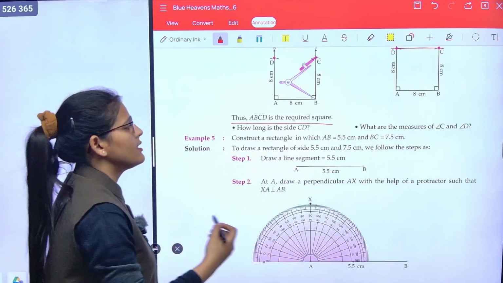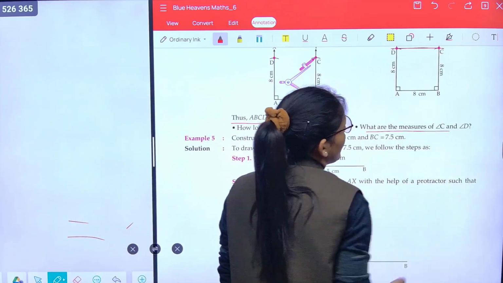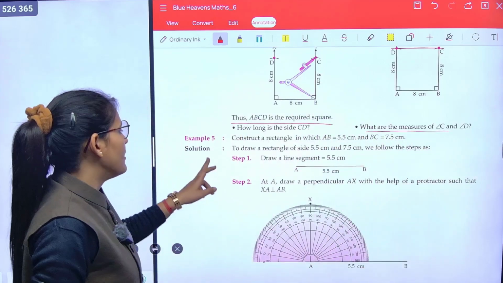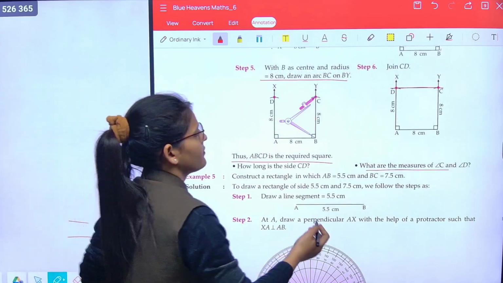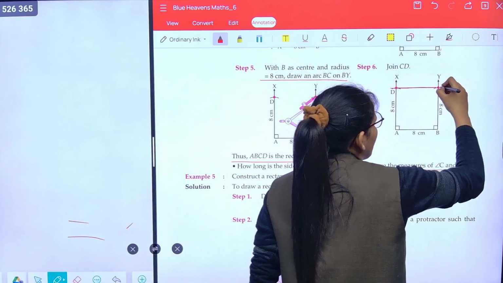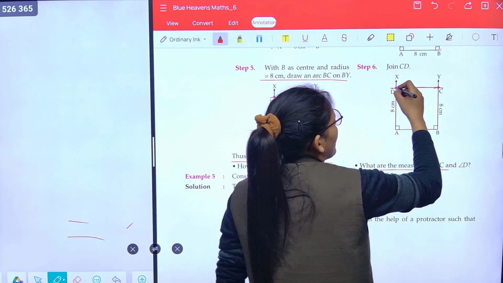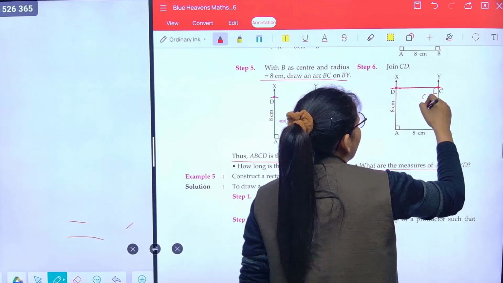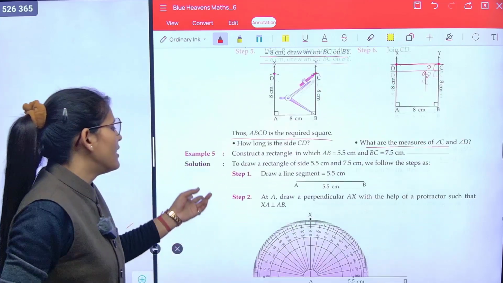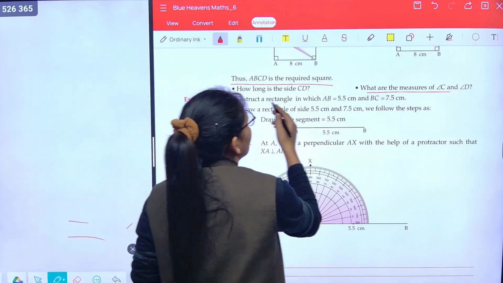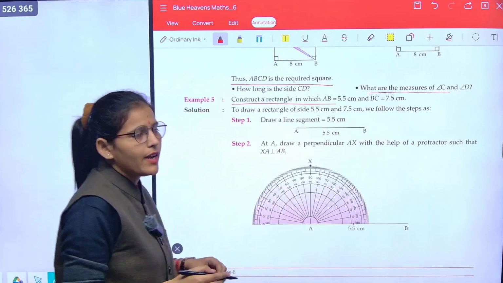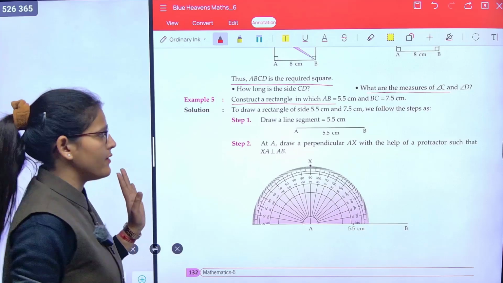How long is the side? What are the measurements of angle A and angle B? अब इसको आप measure करेंगे क्लास, ये 8 सेंटीमीटर ही होगा और angle का measurement आप करेंगे और ये क्या होगा? 90 डिग्री. Understand class? Now construct a rectangle in which AB is equal to 5.5 centimeter and BC 7.5 centimeter.